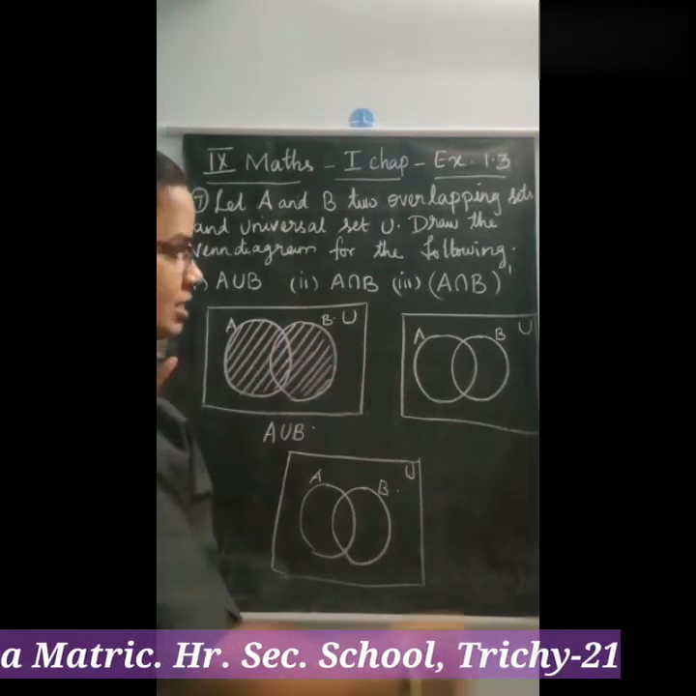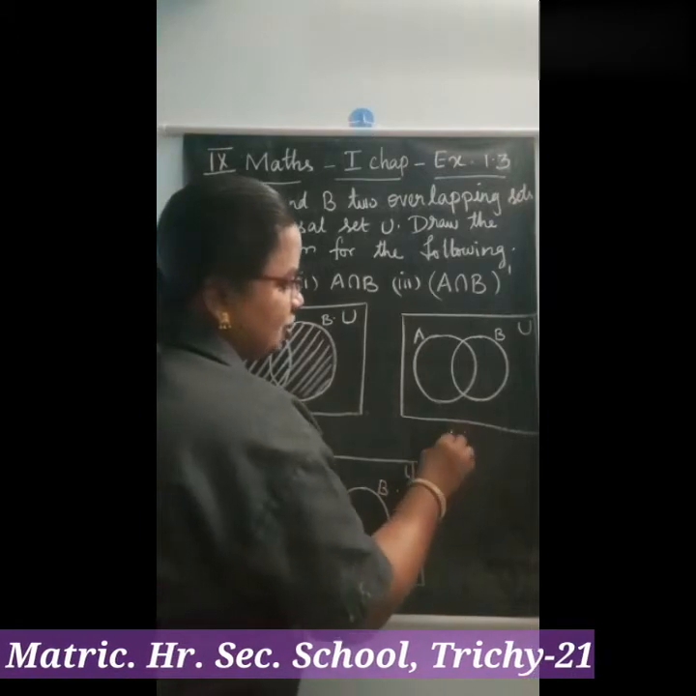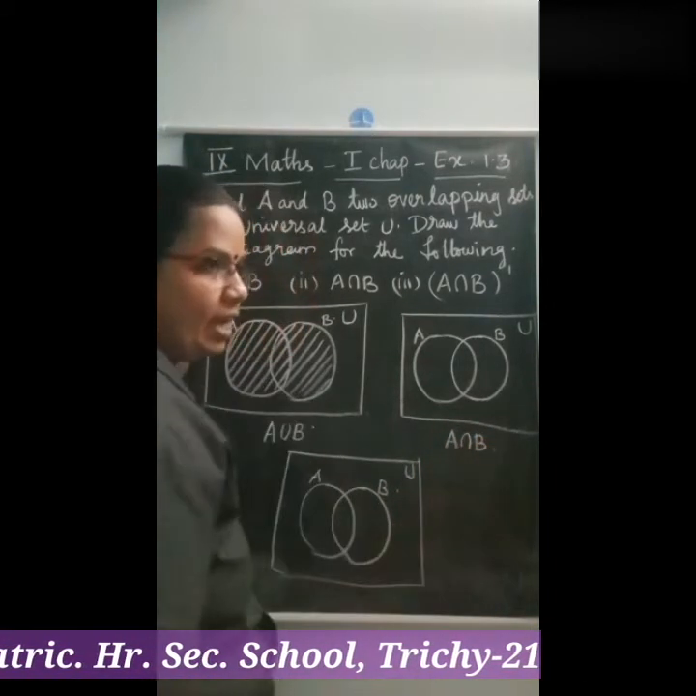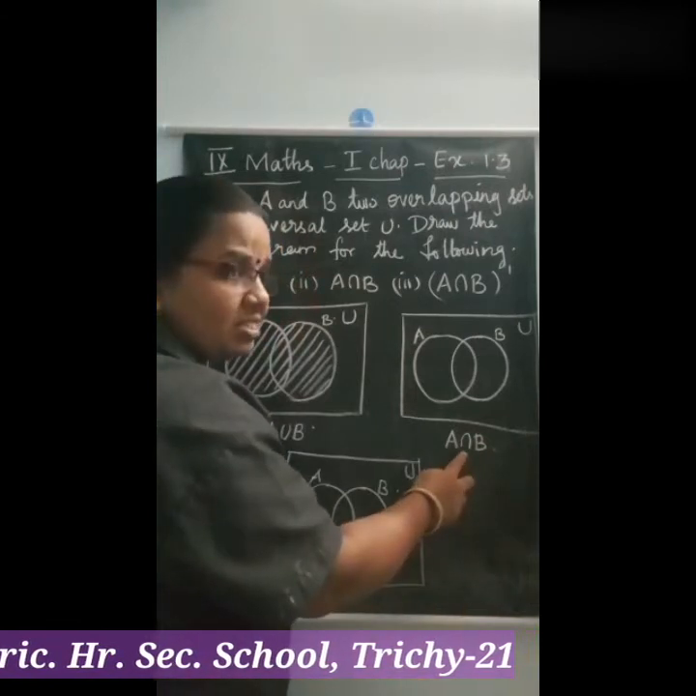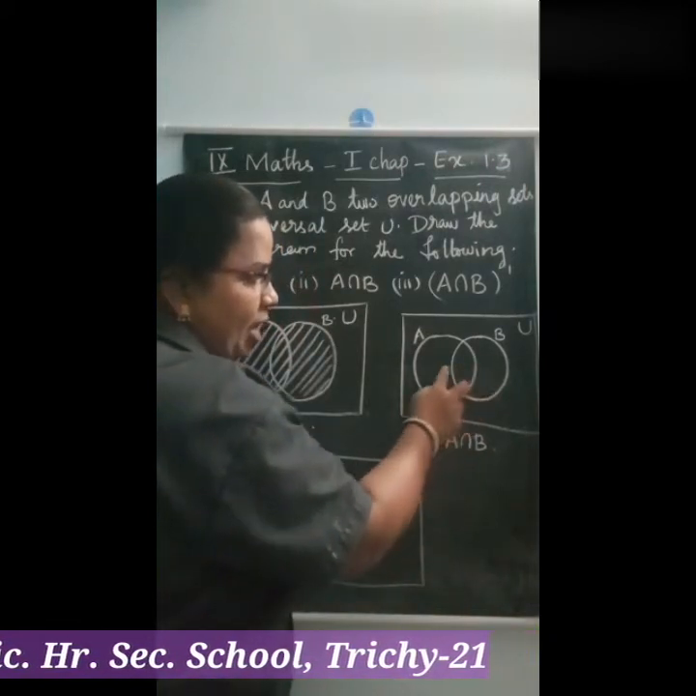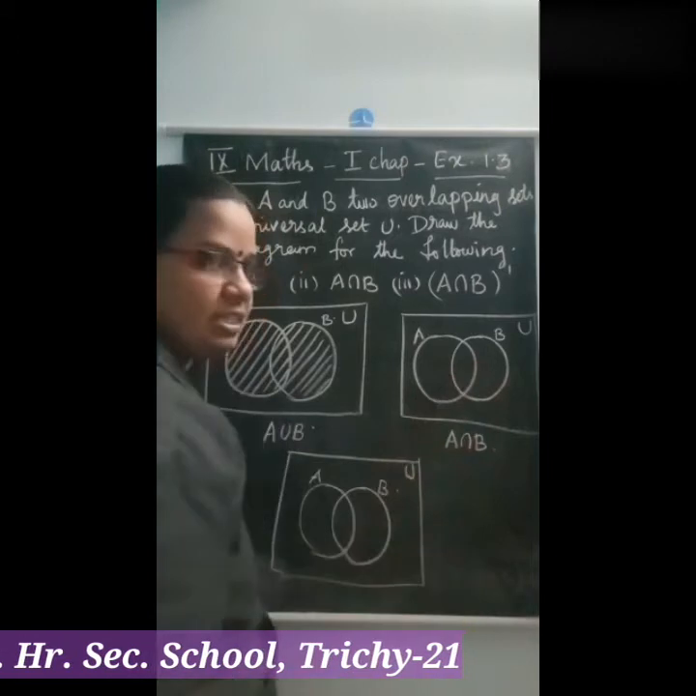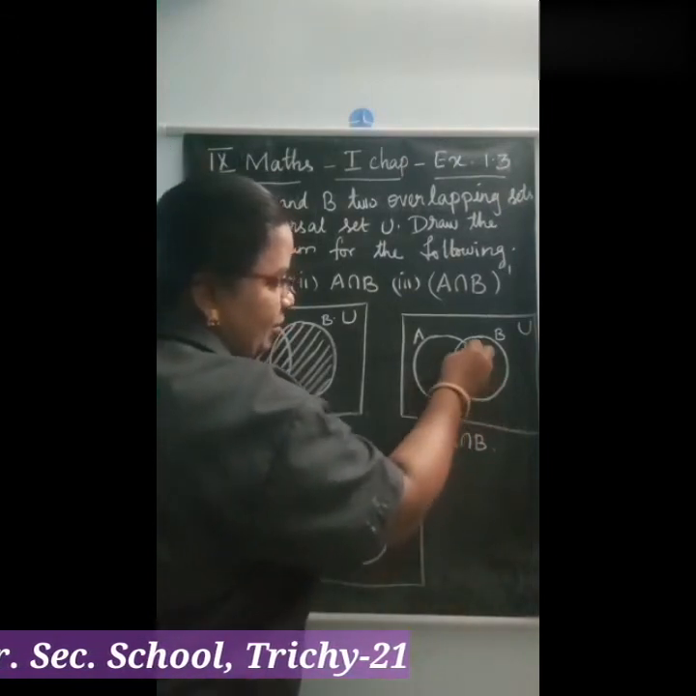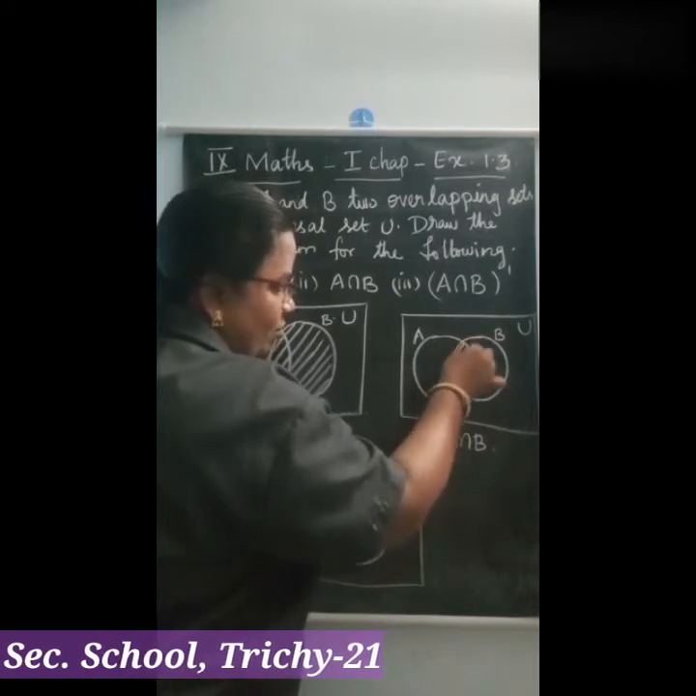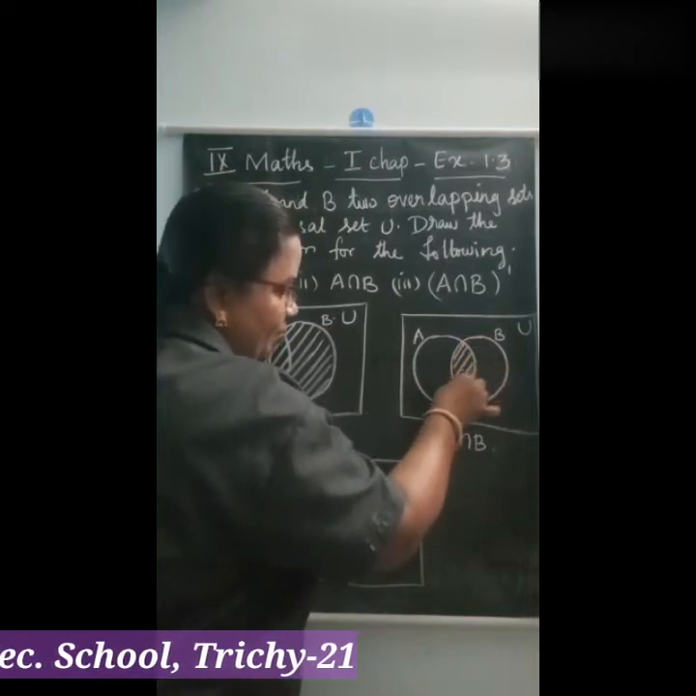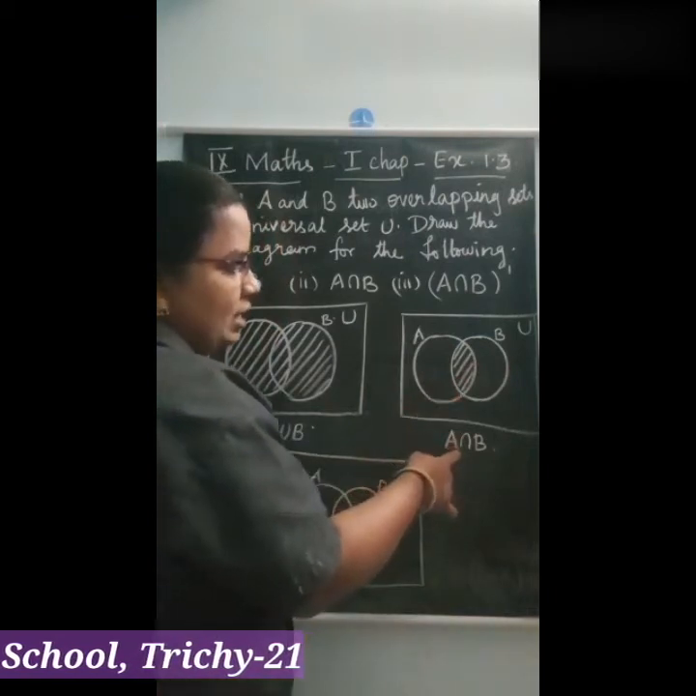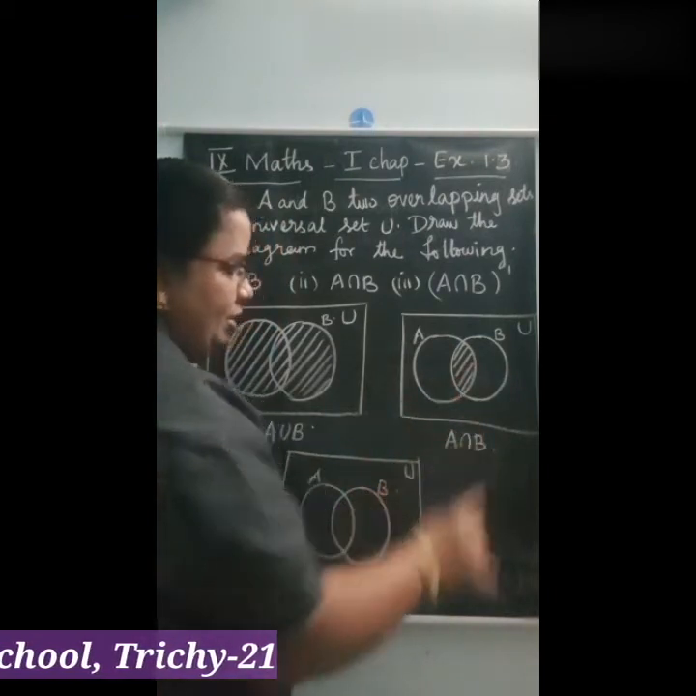Understand? Next one, A intersection B. You have to draw the Venn diagram for A intersection B. What is intersection? The common part of A and B is called the intersection. So which part is common for A and B? This part. So you have to shade this common part. This representation is A intersection B.